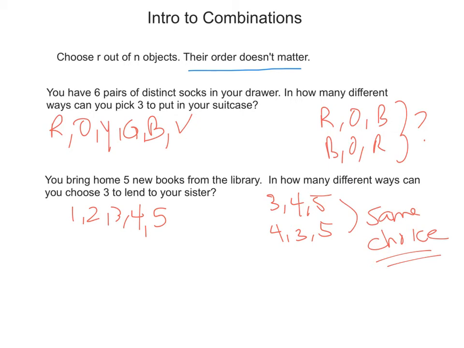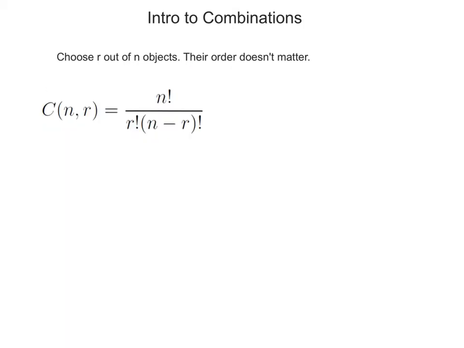If I had said put them in a row on the bookshelf, that would be different, because then 3, 4, 5 and 4, 3, 5 would be different orders. That would be a permutation, but that's not what we're talking about in this problem. So the first thing you should ask yourself when approaching a combination problem or any counting problem is, does the order matter? So let's take a look at our formula.